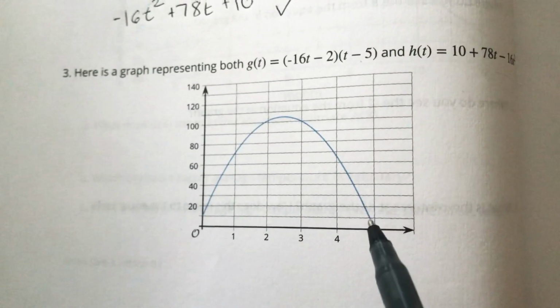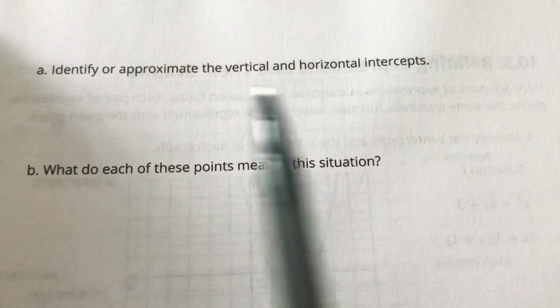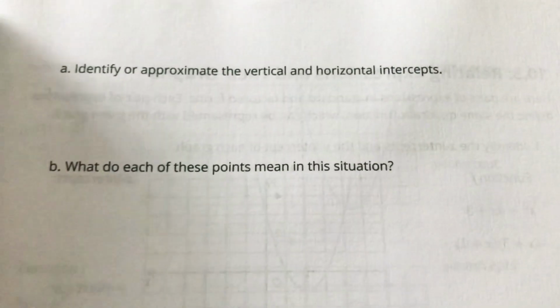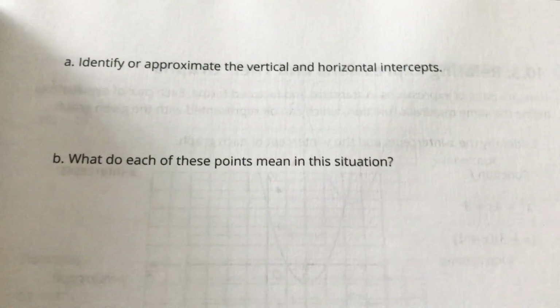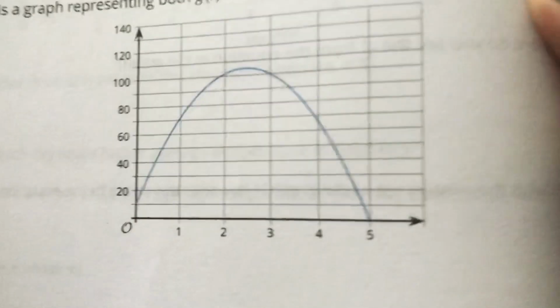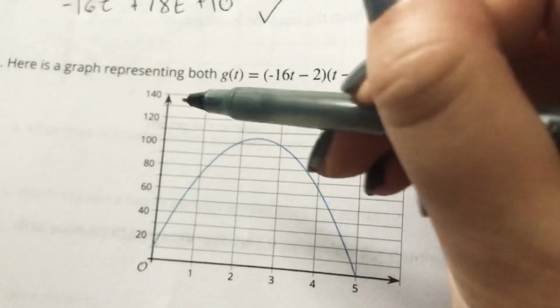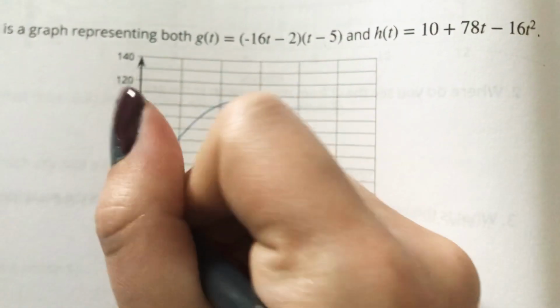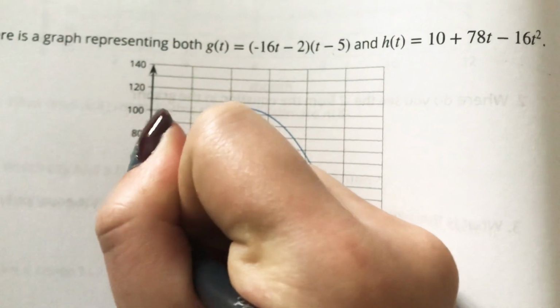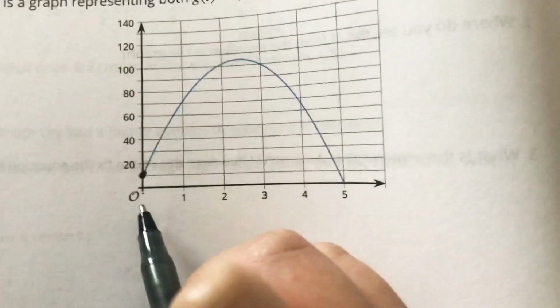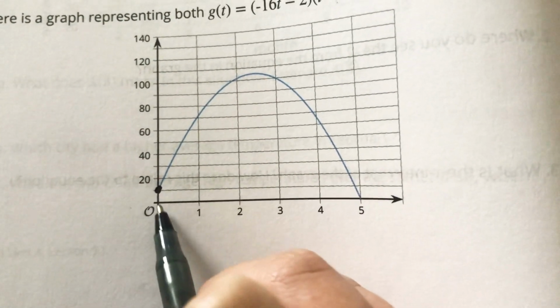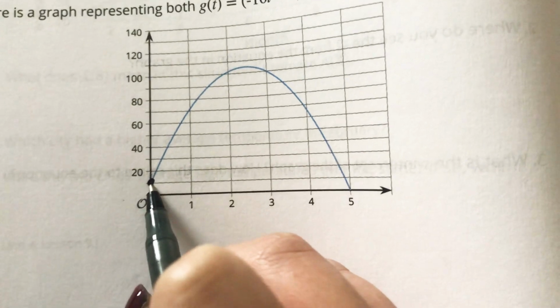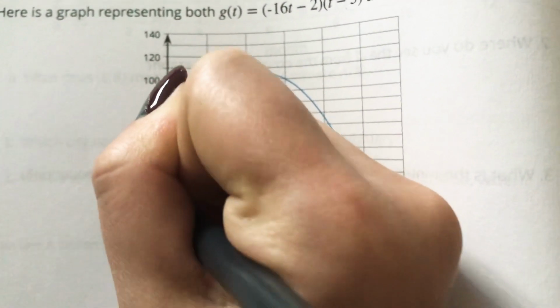And then here is our graph of that quadratic. Now it says, identify the approximate vertical and horizontal intercepts. What do these points mean in this situation? My vertical intercept is on my vertical line, my y-intercept. Here is my vertical intercept. It's at 0, so the x value is 0. The y value is halfway in between 0 and 20, so it's at 10. So it's at (0, 10).